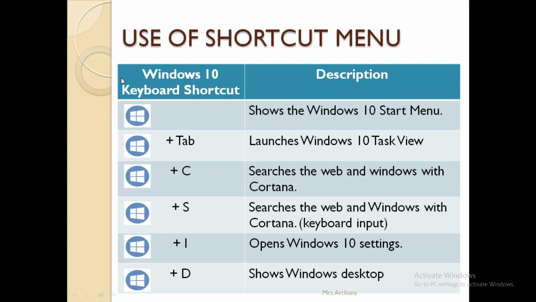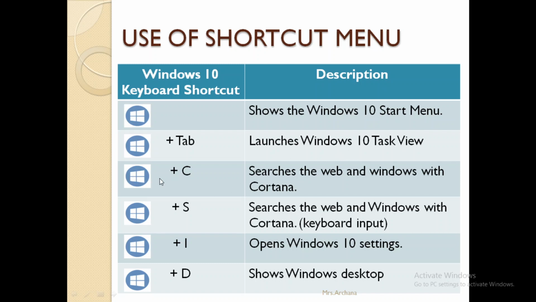See, the first one is a key you will find on your keyboard. This is called your start key. If you press this key, then it shows the Windows 10 start menu. Then if you press this key again, together with the Tab key, meaning you have to press both keys simultaneously, it is not that you first press the start key and leave it, then again press the Tab key. No, not like that. Together you have to press both keys, then it launches Windows 10 task view.